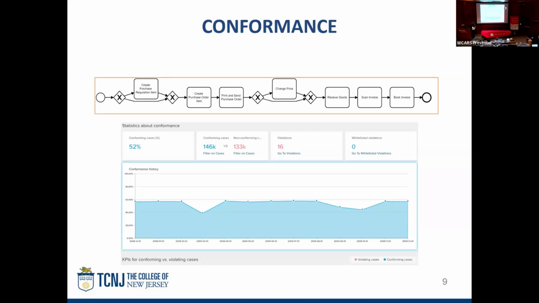You can say 52% are conforming, and you can also see the numbers: 146,000 cases conforming to the model and 133,000 cases not conforming to the model. And then it automatically detects 16 out of all the cases as violations.